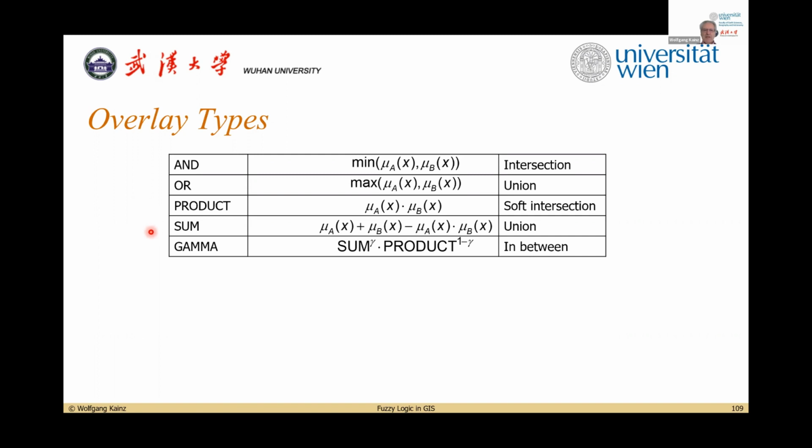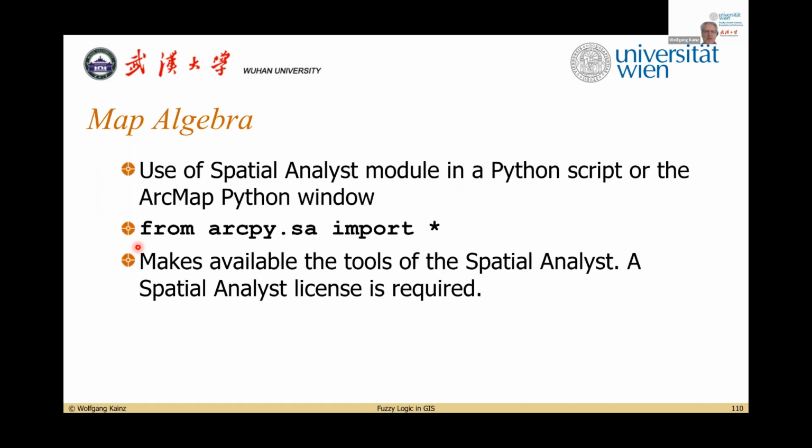The product operator is one of the interactive operators. The sum is defined as the sum of the membership values minus the product of the membership values, which is another union operator, and the gamma is sum to the power of gamma times product to the power of 1 minus gamma. So you can achieve different operators in between.